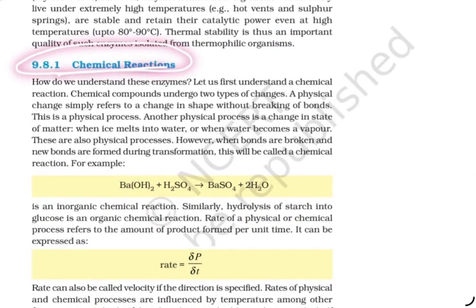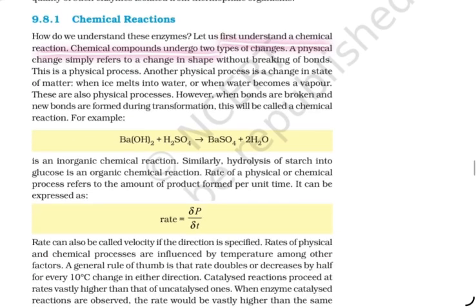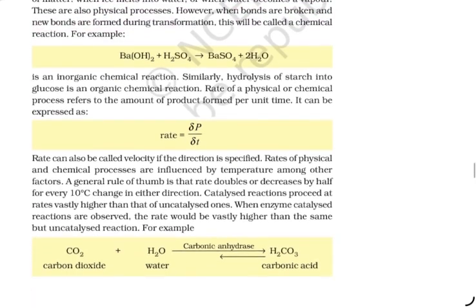The chemical reactions. How do we understand these enzymes? Let's first understand the chemical reaction. Chemical compounds undergo two types of changes: physical changes, which simply refer to a change in shape without breaking bonds. Another physical process is the change in the states of matter. When ice melts into water, or water becomes vapor, all these are physical processes. However, when bonds are broken and new bonds are formed during the transformation, this is called a chemical reaction.